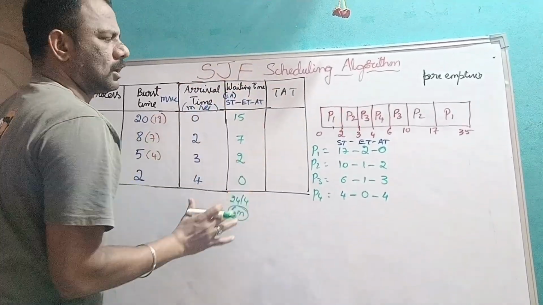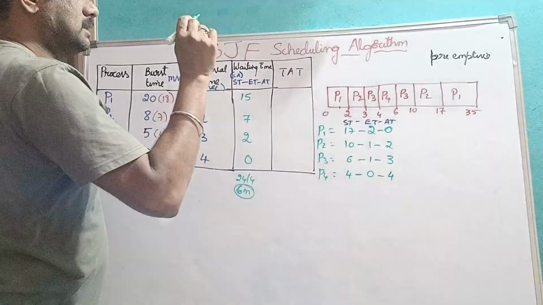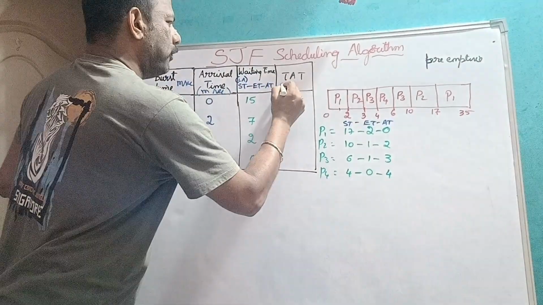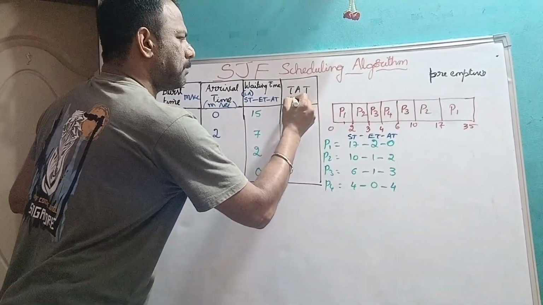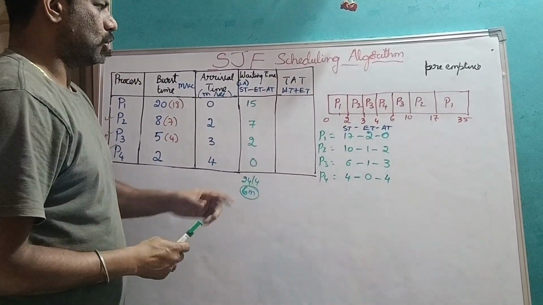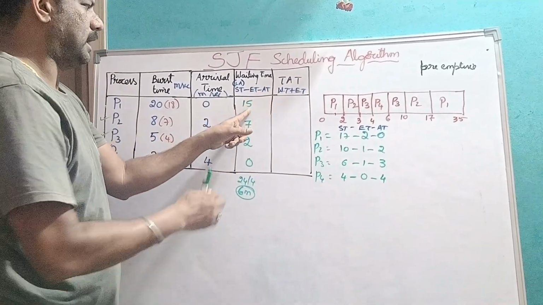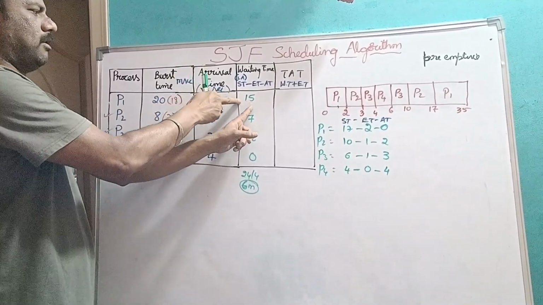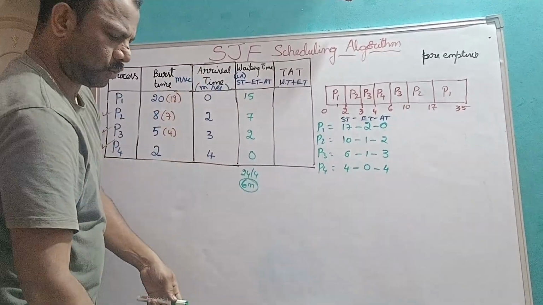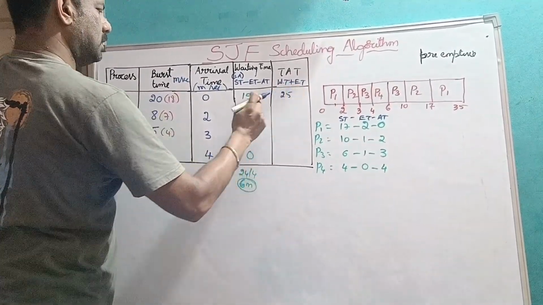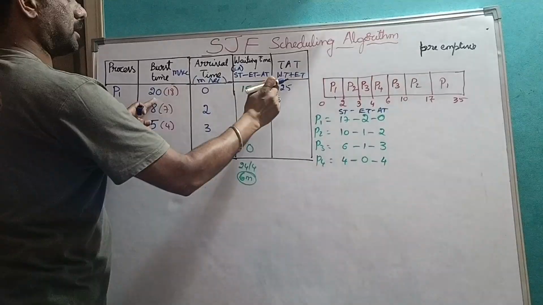Now the turnaround time. How to calculate turnaround time? The turnaround time formula is total waiting time plus its execution time. Total waiting time is 15 milliseconds, execution time is 20, so it is 35 milliseconds.